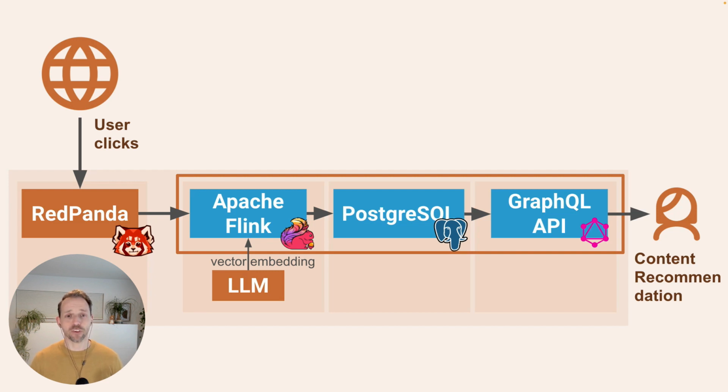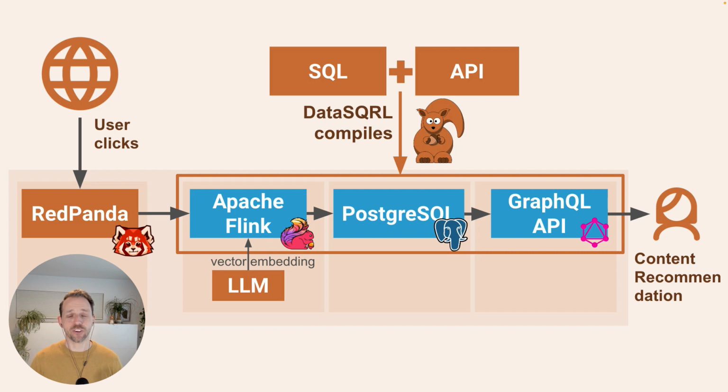Luckily, we have a trick up our sleeves, and that trick is called DataSQRL. DataSQRL is a tool, a compiler that takes SQL and the API definition and compiles the entire data pipeline for us. That means we only have to write the logic of our recommendation engine and the way we want to expose the results, and DataSQRL takes care of the rest. Let me show you what that looks like.